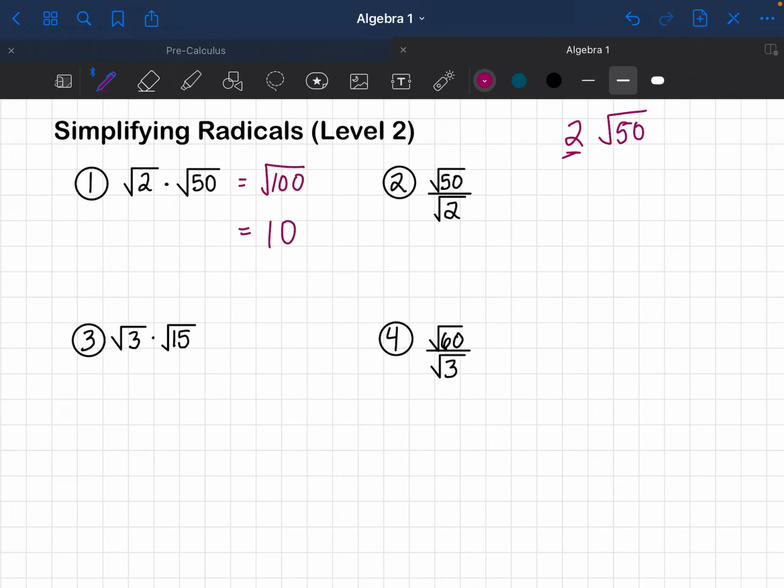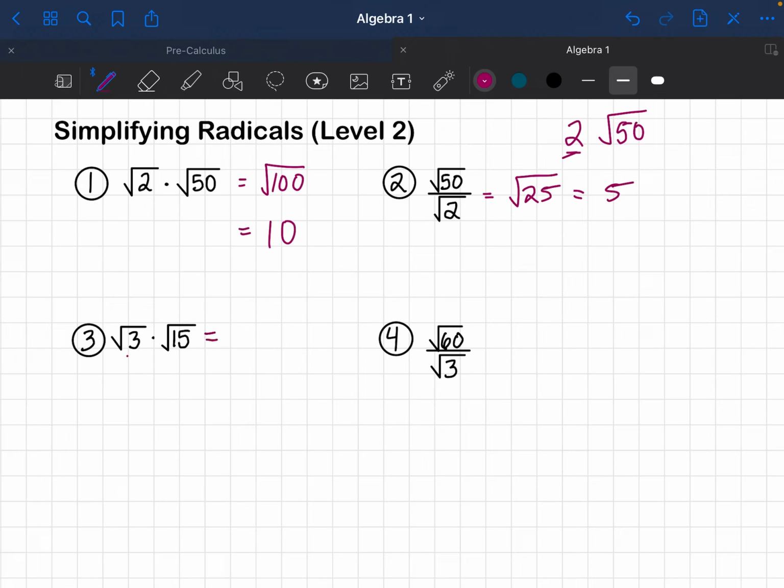All right, looking at the second one, division, same idea. Square root of 50 divided by square root of 2. Okay, they're both in quarantine, so we can combine them. 50 divided by 2 is 25, still inside the square root. Then we see that 25 is a perfect square, and that equals 5. Easy peasy.